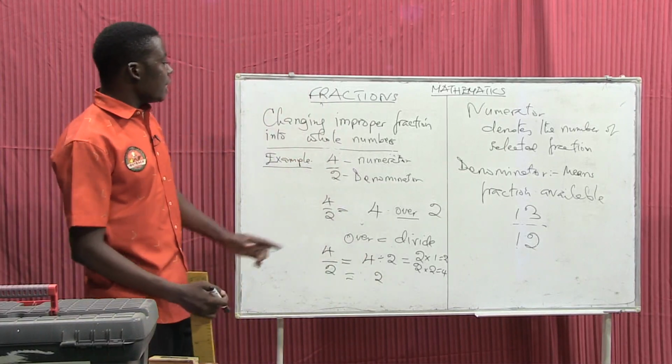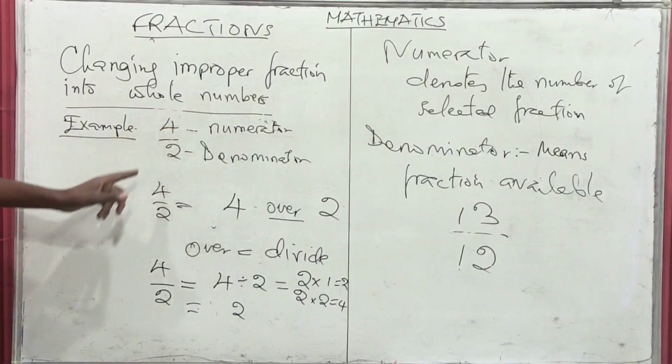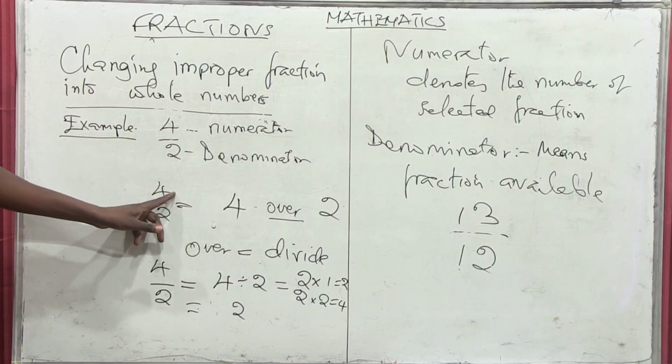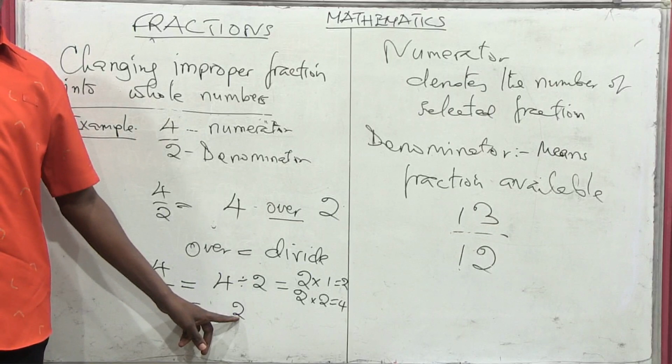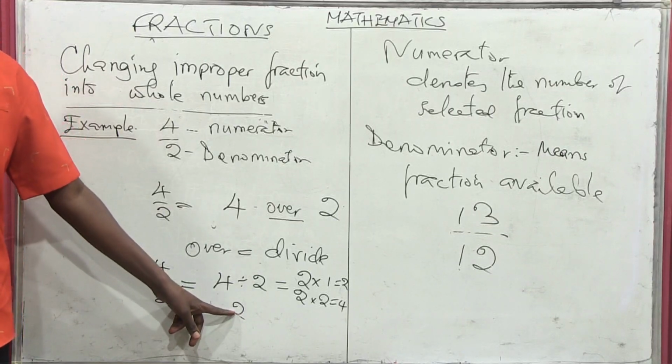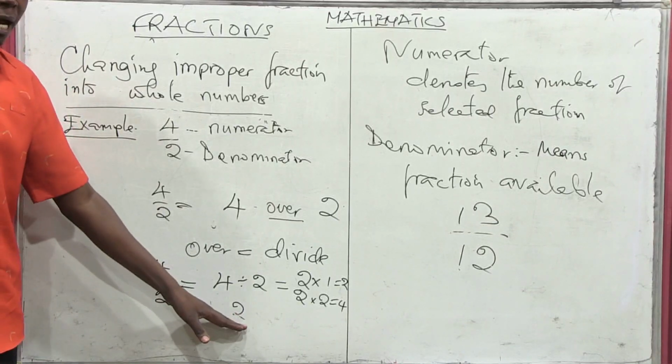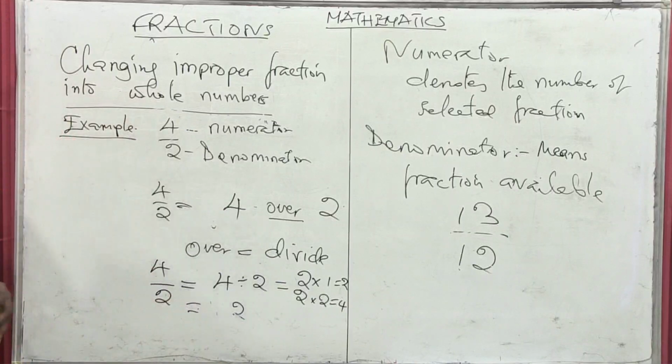Now, instead of saying 4 over 2, we can say that this is 2. It is a whole number, right? It is now a whole number, which is 2.